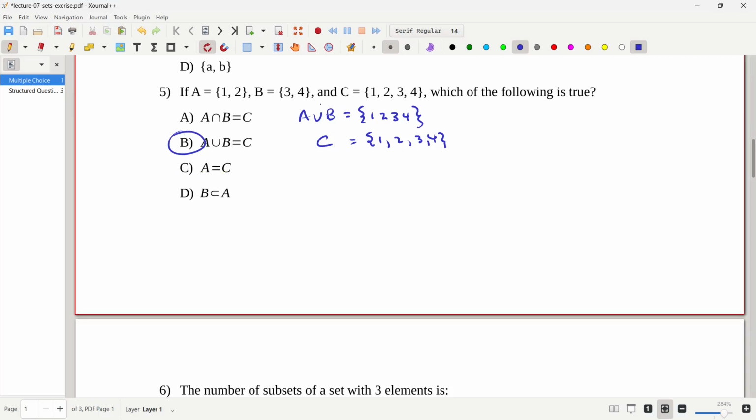A equals C? No, A is not equal to C. A has 1 and 2. C has 1, 2, 3, and 4. They don't have the same elements. B is a subset of A? B is not a subset of A because none of the elements in B belongs to A.